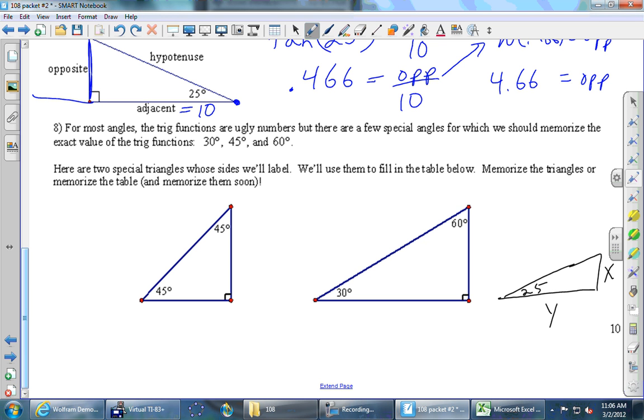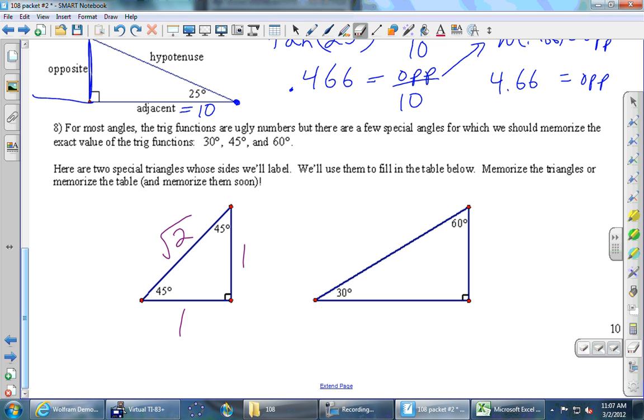Okay, so looking at the 45, 45, 90 triangle, we've already established that the two legs, the two short ones, are the same. Just to make them nice numbers, I'm going to call them 1. And then what theorem can you use to find the hypotenuse? The Pythagorean theorem, a squared plus b squared equals c squared. And if you do that, you will find the hypotenuse is the square root of 2. Great. 1, 1, square root of 2 is a list of 3 numbers that I have memorized. If you memorize them, you can just label your triangle from scratch.